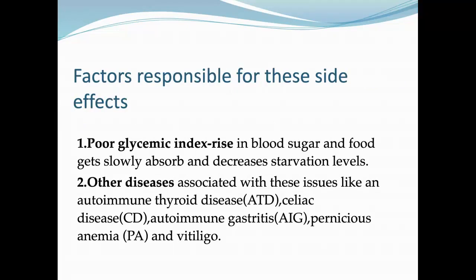Next, what factors are responsible for these side effects? There are a few factors responsible for these side effects, and those are poor glycemic index rise. Poor glycemic index means a rise in blood sugar, and food gets slowly absorbed and decreases starvation levels. Other diseases associated with these issues are autoimmune thyroid disease, celiac disease, autoimmune gastritis, pernicious anemia, and vitiligo.